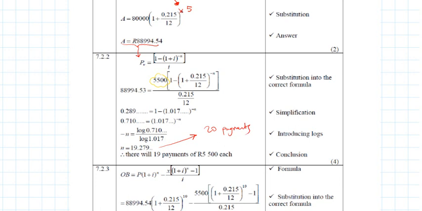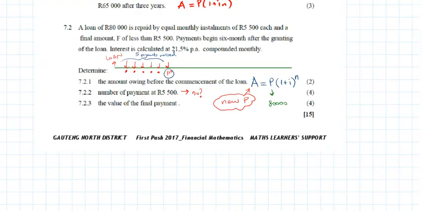Of the 20 payments, 19 of them will be 5,500. But the final payment will not be 5,500. It will be less than that. So that's a separate question. You see, the final payment is a separate question for 4 or 5 marks. To calculate the final payment, I know it is definitely less than our fixed payment of 5,500. What do we do? Let's look at what we do.